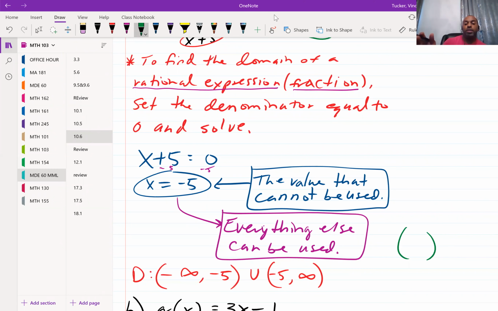So I can use -5.1, -5.0001. I can get as close to -5 as possible. I just cannot use -5. So that's what the parentheses mean. And that's why we use parentheses here instead of brackets. But I can use everything else except for -5. Everything that comes before and everything that comes after.